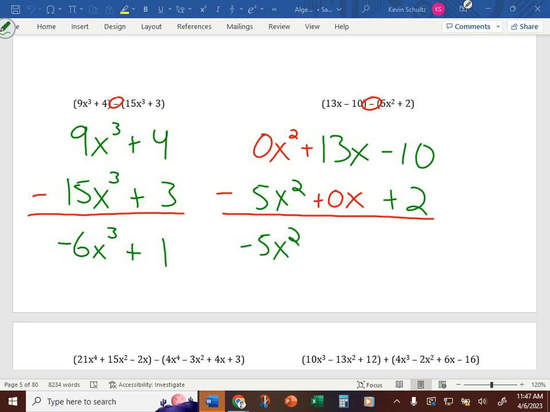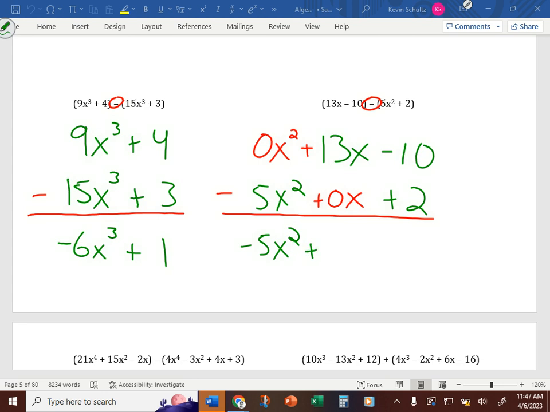Folks that don't put the 0x squared up top here tend to just bring the 5x squared down because they figure, oh, there's nothing to combine with, I'll just bring it down. But you're actually subtracting 5x squared from nothing, which will give you negative 5x squared in your answer. Okay. Then 13x's, take away none of them, we still have 13.